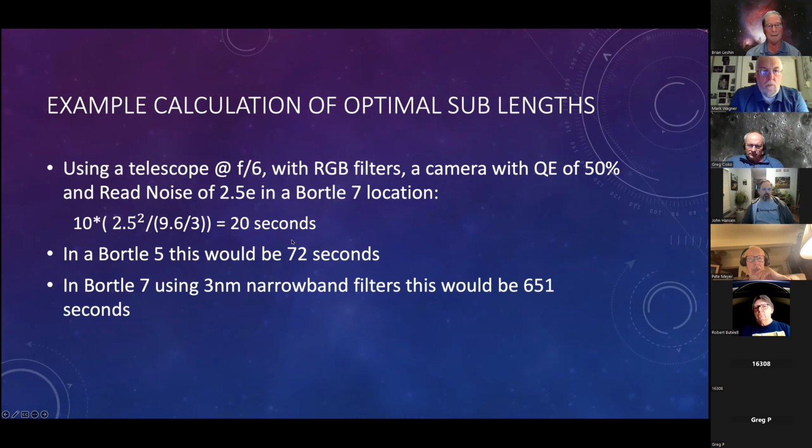If you're in Bortle 5, you'd be able to do 72 seconds without getting nailed with a whole bunch of noise from light pollution. And if you're in a Bortle 7, 3 nanometers, you could actually go up to 651 seconds. There's your 10-minute sub, which is what I typically do. I do between 7 and 10-minute subs, and I'm kind of in a Bortle 6. And they seem to get the information I need, and are off the left side, and are not super saturated.